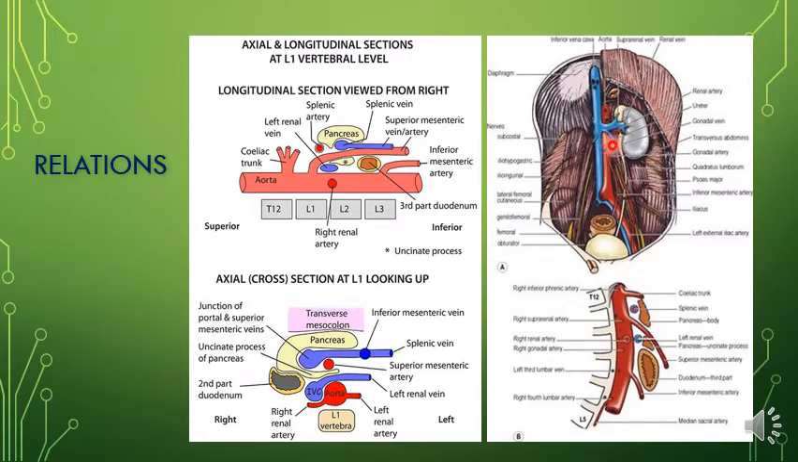Now on the left side, there will be the left crus of the diaphragm and the left celiac ganglion in the upper portion.